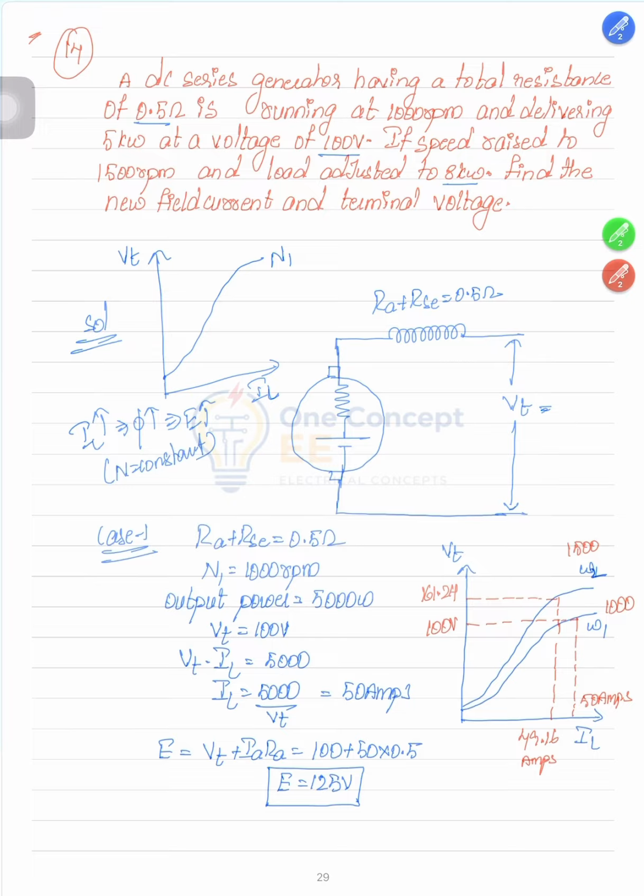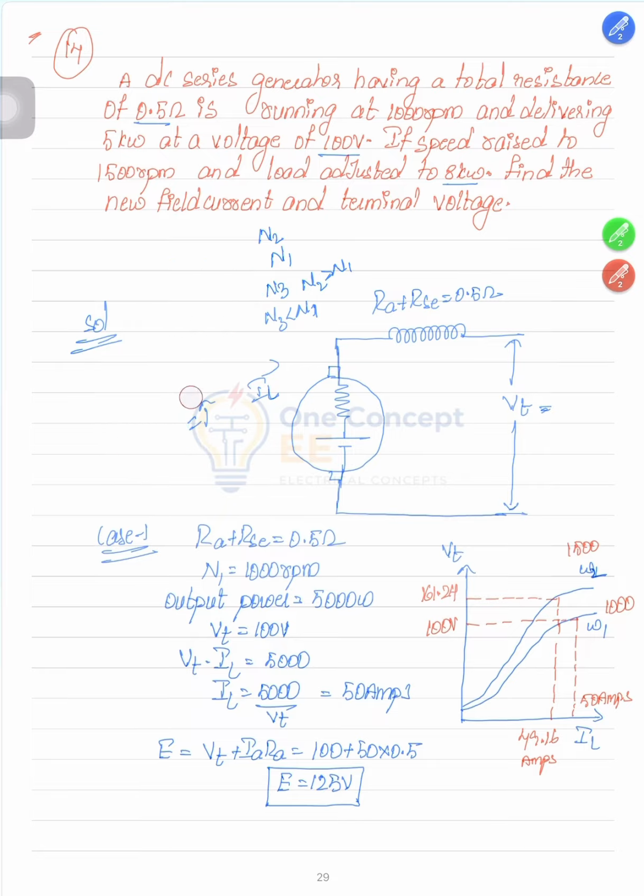For another speed n2, if n2 is greater than n1, the curve will shift like this. For another speed n3, if n3 is less than n1, it will be lower. This is the external characteristics of a DC series generator.